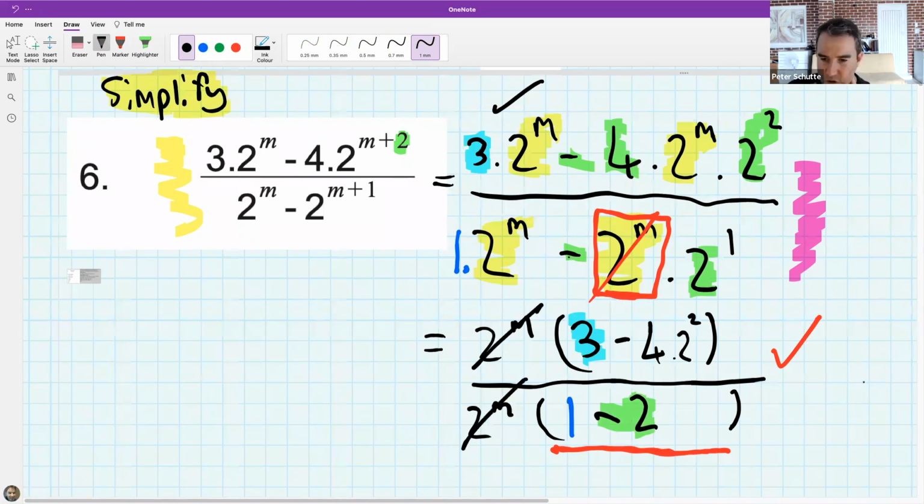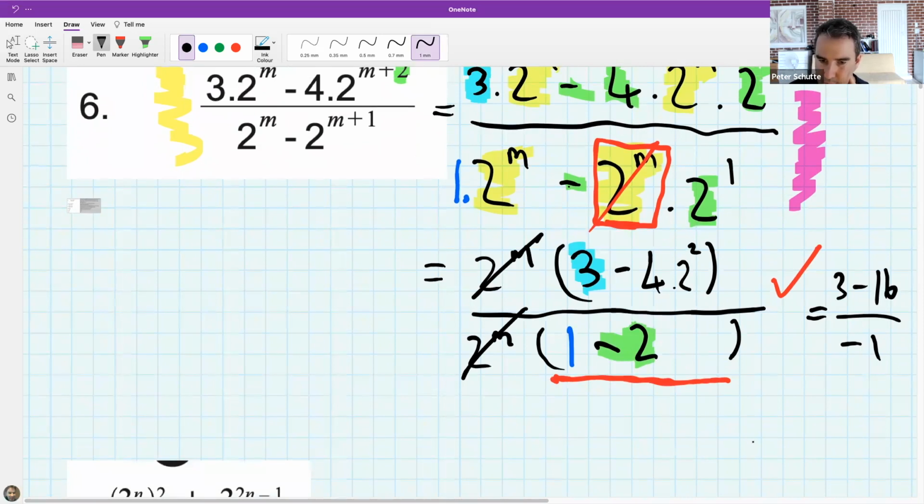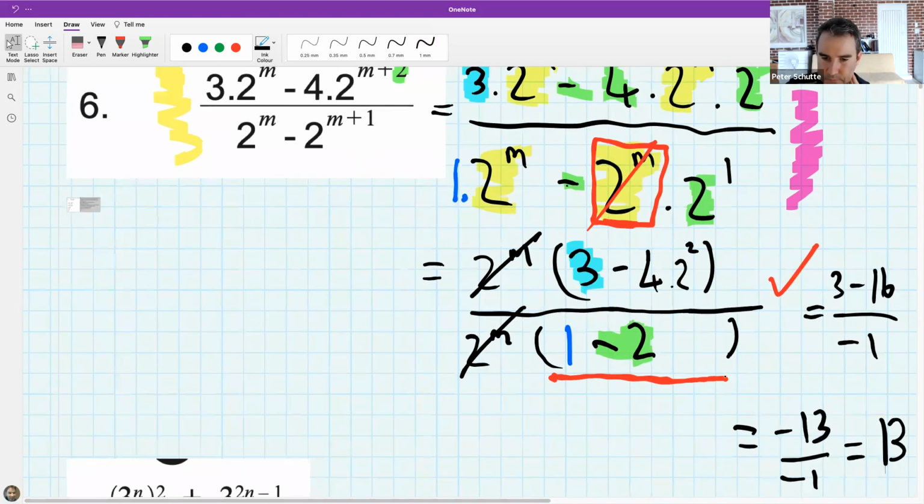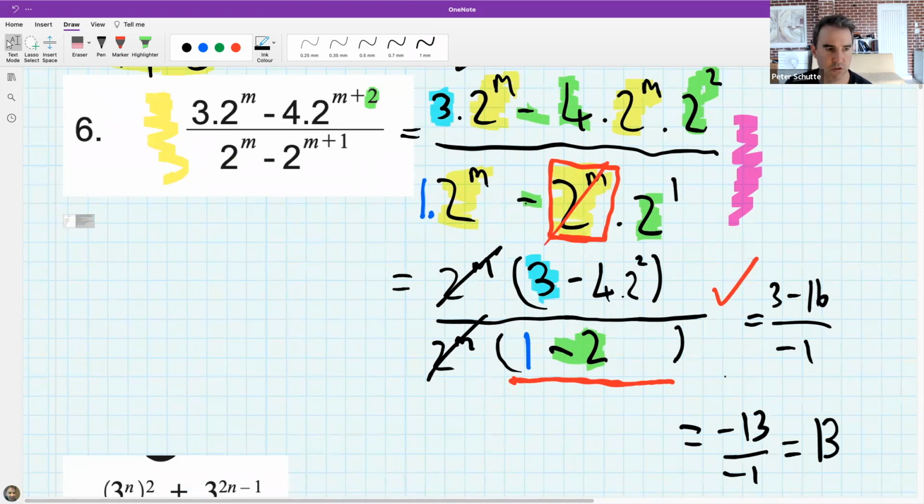So we're going to cancel these 2 out. And what are we left with? Well, I suppose 3 minus 4 times 2 squared. It's 4 times 4. So I've got 3 minus 16 over minus 1, which gives me minus 13 over minus 1. And so my final answer is going to be 13. So take a moment to look through that and see if you agree with me.